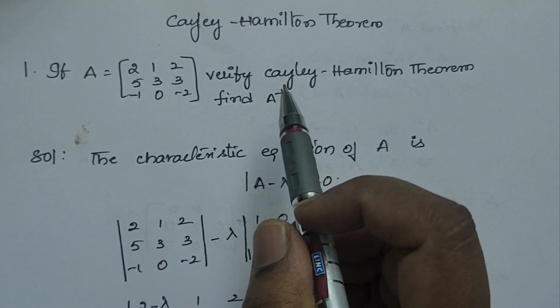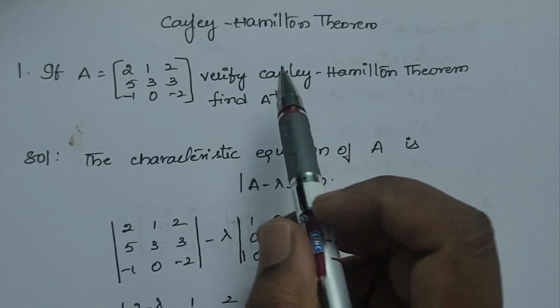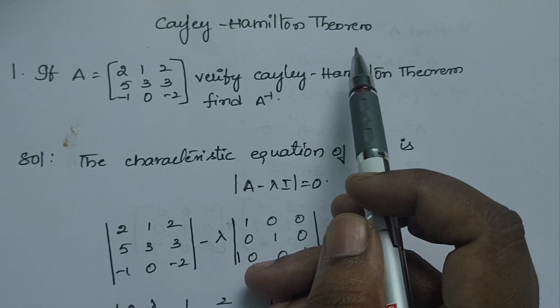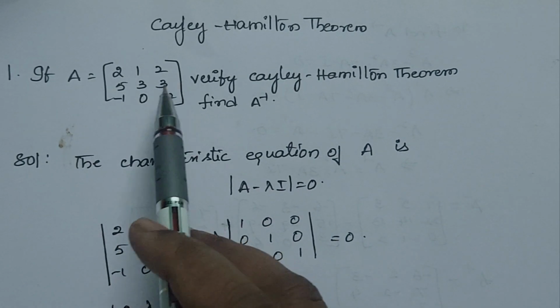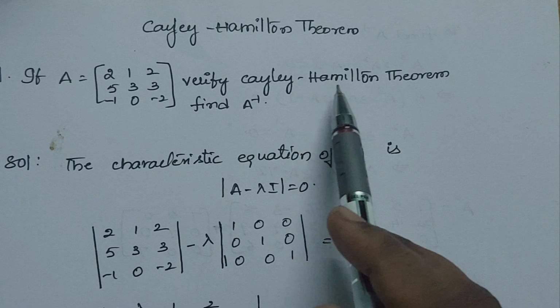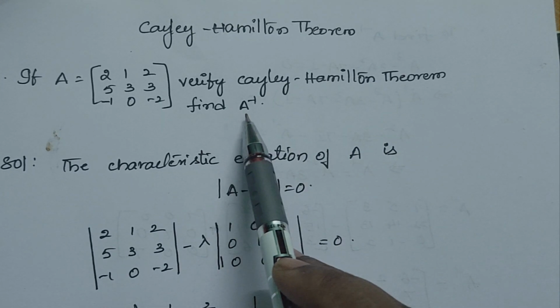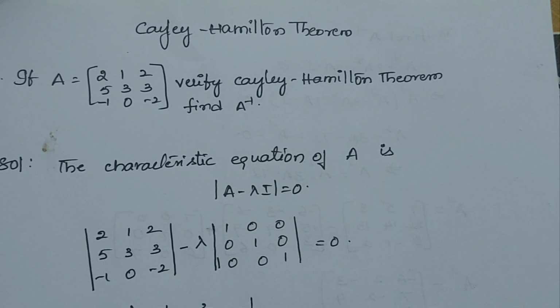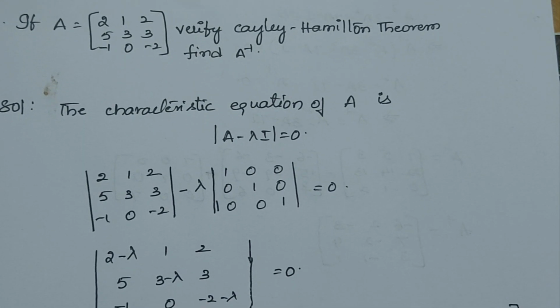Hi viewers, this is a problem related to Cayley-Hamilton theorem. If A is equal to [2, 1, 2; 5, 3, 3; -1, 0, -2], verify Cayley-Hamilton theorem and then find A inverse. Right, this is the given matrix.